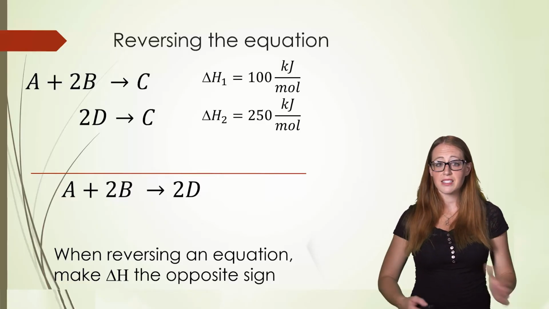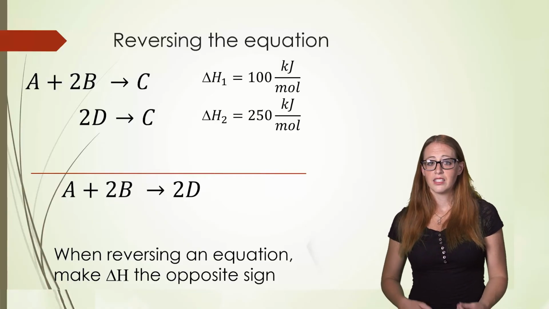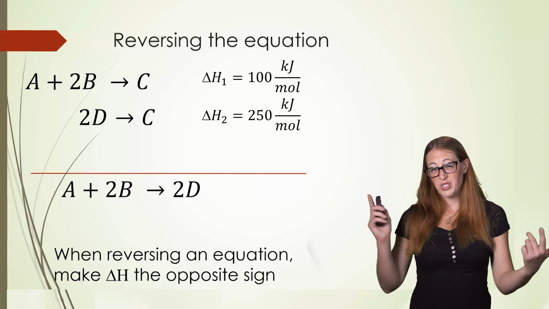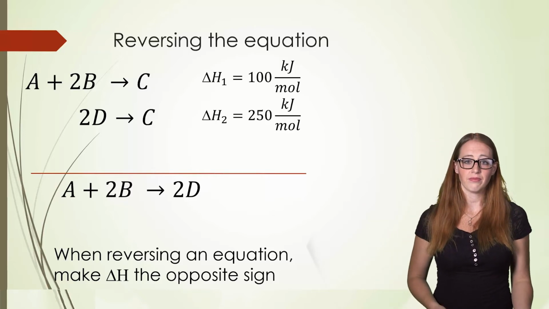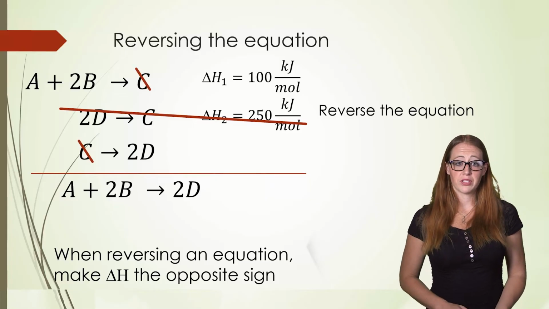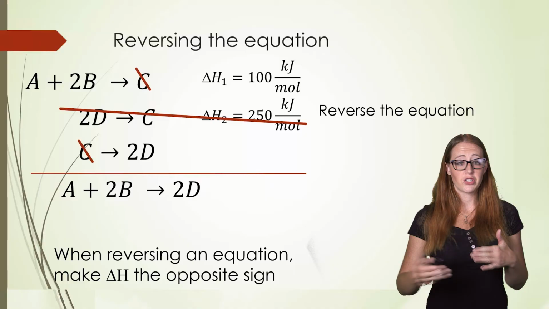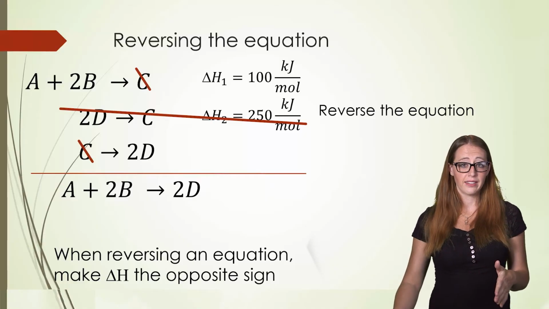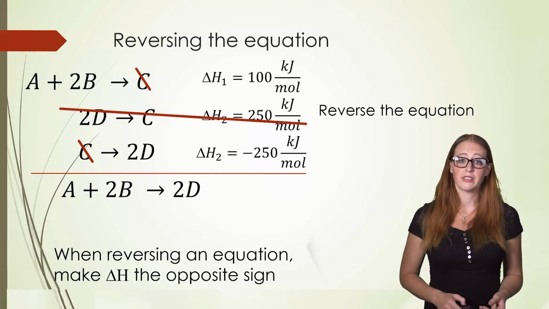And this makes sense based on all of our other work that we've done, right? It's products minus reactants to find our delta H's. So if you switch the products and the reactants, it's just going to be the negative. So if we reverse this reaction, now our C's will cancel. We'll get our A plus 2B goes to 2D that we wanted. And we just have to reverse the delta H of the second reaction.